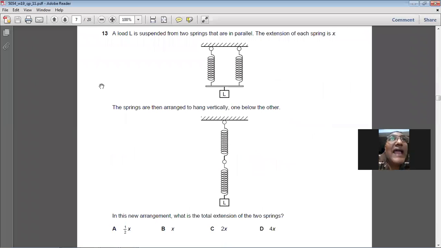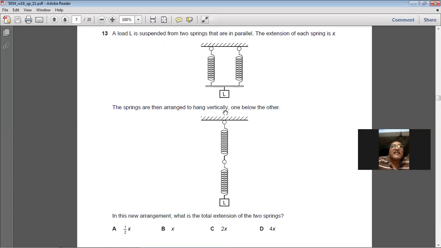A load L is suspended from two springs that are in parallel. The extension of each spring is X. You see, this load L is hung by this rod with these two springs. These two springs are parallel to each other. The load is uniformly distributed on the springs, which means each spring is not experiencing the full load L. It is experiencing only half the load. The extension produced in this one is X, and the extension produced here is also X.